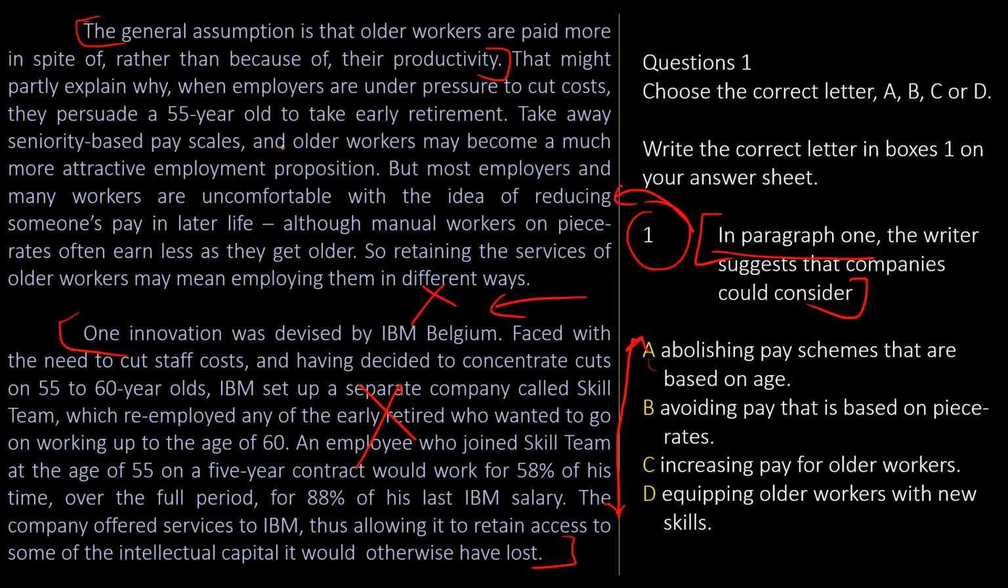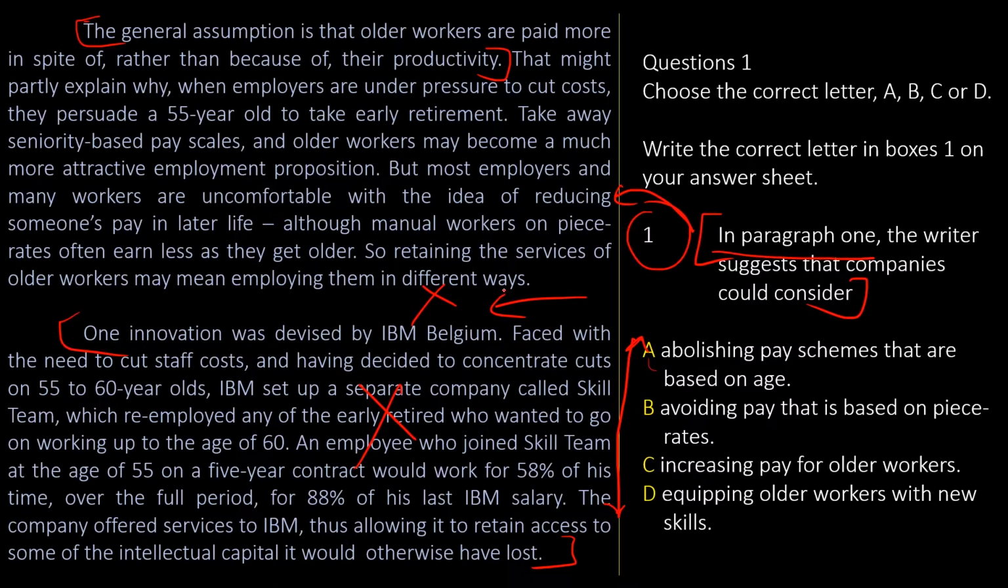Take away seniority-based pay scales, and older workers may become a much more attractive employment proposition. That means if you take out the seniority, that is their seniority. That's why we have to do something for them as an ethical issue. Otherwise, kicking them out of the company is a good option, right? But most employers and many workers are uncomfortable with the idea of reducing someone's pay in later life. Although manual workers on piece rates often earn less as they get older. Right, that means manual workers are earning less when they get older, right? So retaining the service of older workers may mean employing them in different ways.